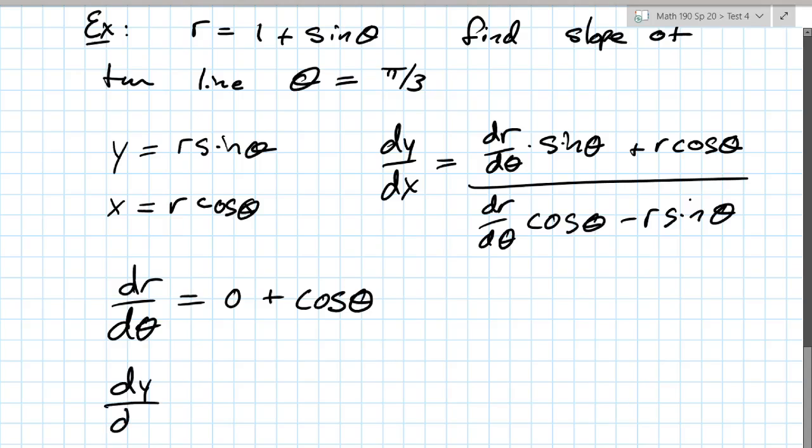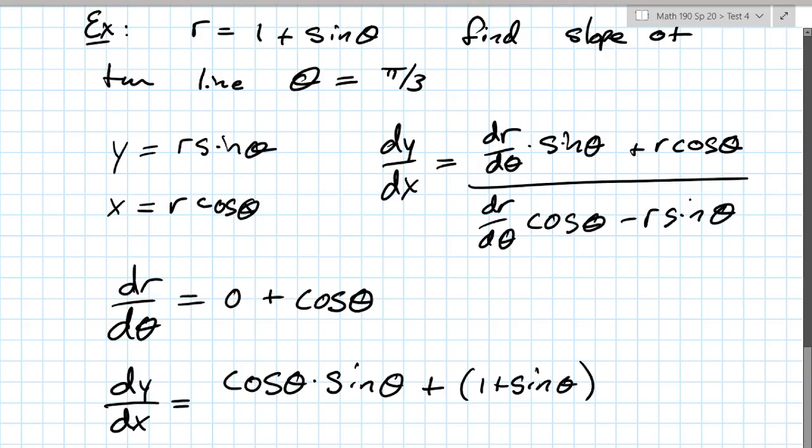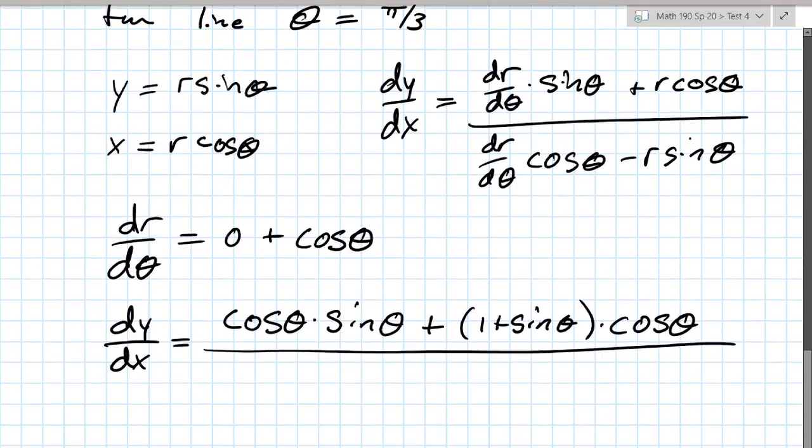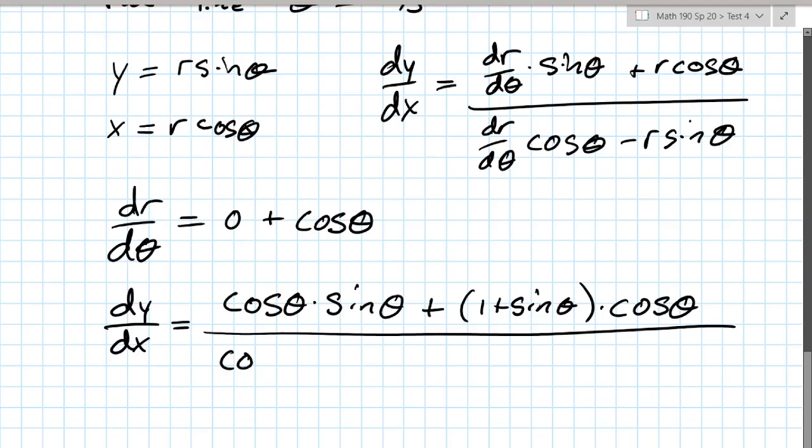So dy/dx, substituting dr/d theta in, we get cosine theta times sine theta plus r. R is 1 plus sine theta, times cosine theta, divided by dr/d theta was cosine theta times cosine theta minus r, which is 1 plus sine theta, times sine theta.